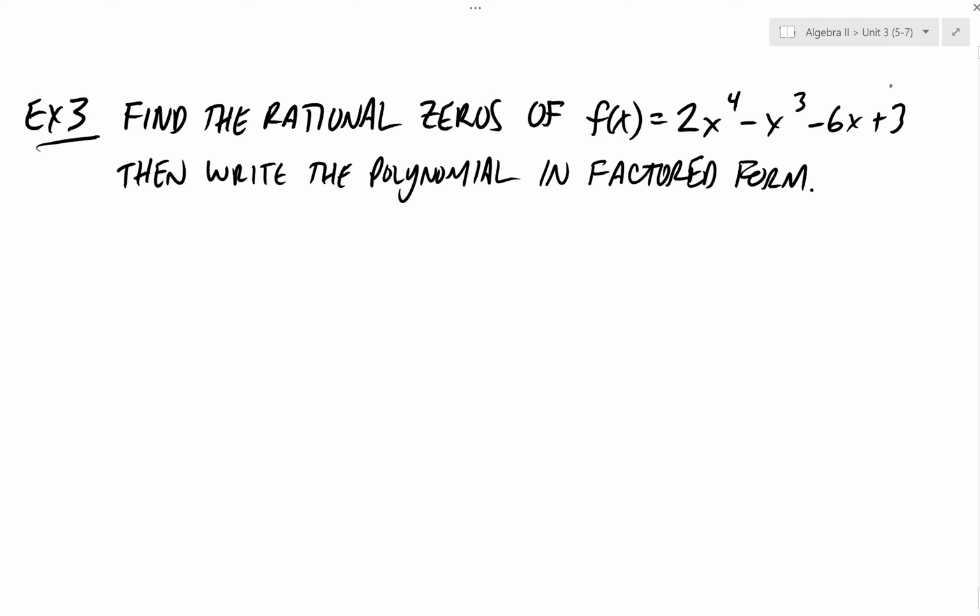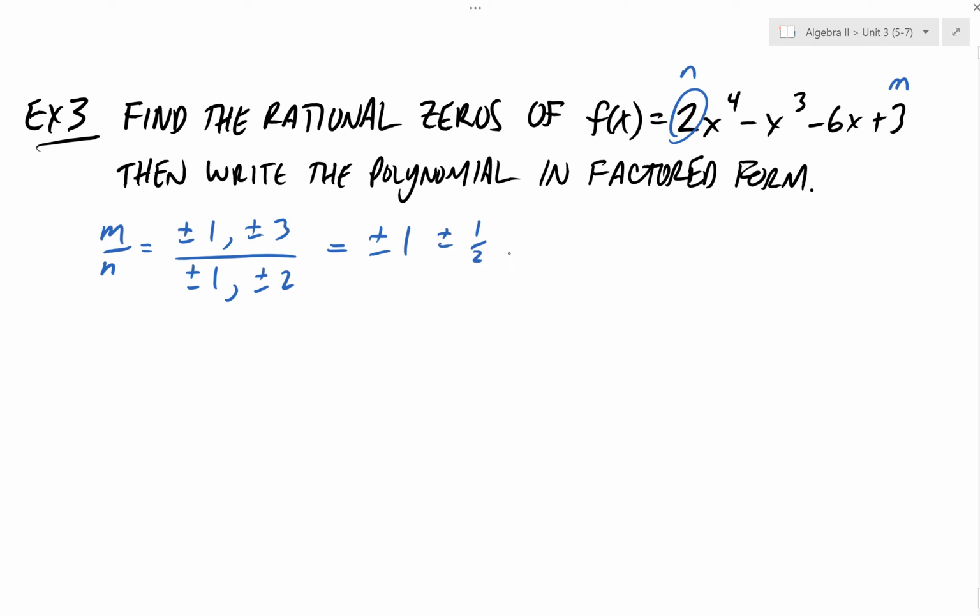Okay, so since m has to be a factor of 3, our numerator is going to have plus and minus 1, plus and minus 3. Our denominator has to be a factor of 2, so n could be positive or negative 1, positive or negative 2. And so that gives us the fractions plus and minus 1, plus and minus 1/2, plus and minus 3, plus and minus 3/2. So those are all the possible rational roots that we need to consider.